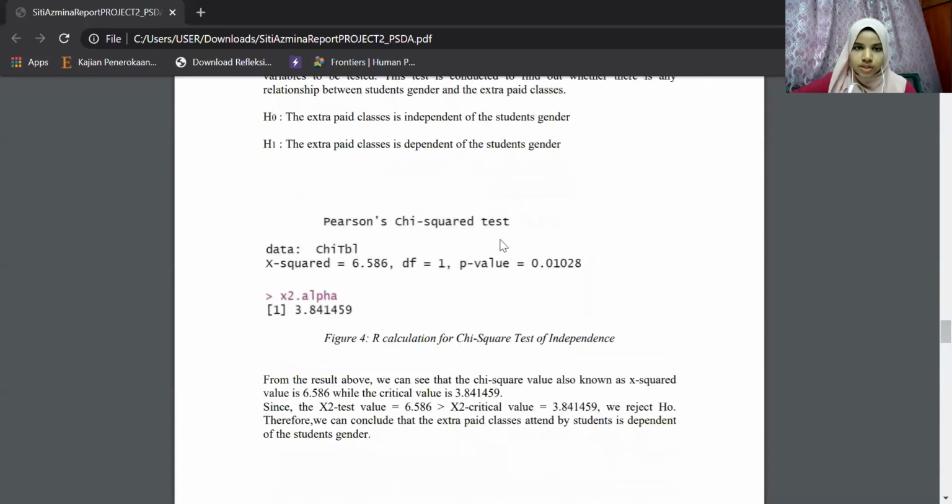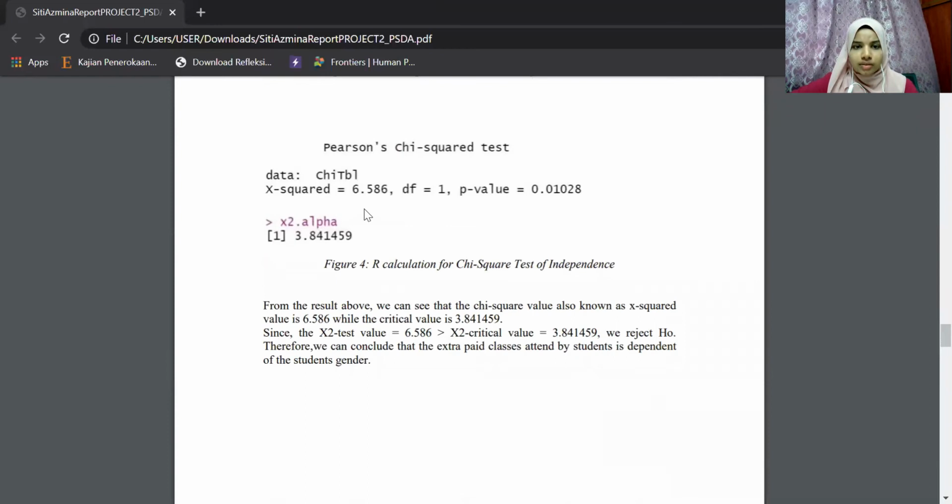For this, I've used Pearson's chi-square test, and we can see that the chi-square value is 6.586, and the chi-square critical value, which is chi-square alpha, is 3.841459. So since the chi-square test value is greater than the chi-square critical value, we need to reject the null hypothesis. Therefore, I can conclude that the extra paid classes attended by students is dependent on the student's gender.